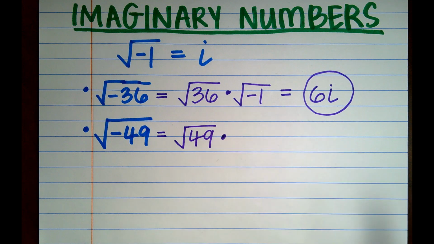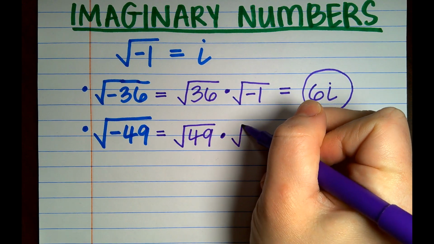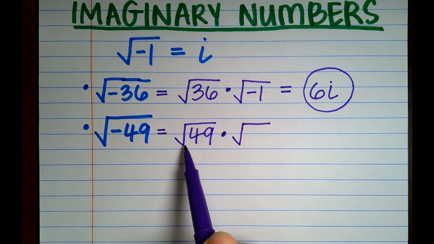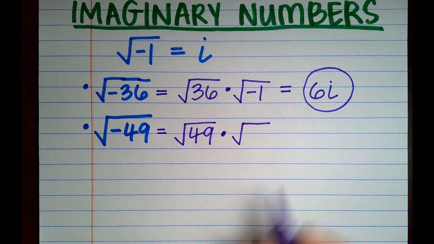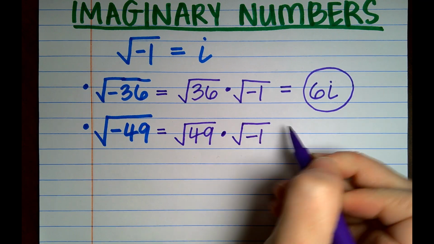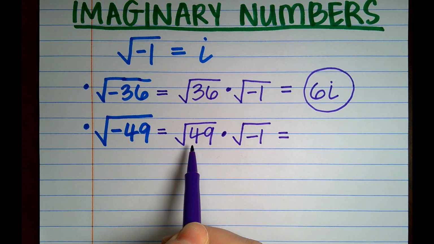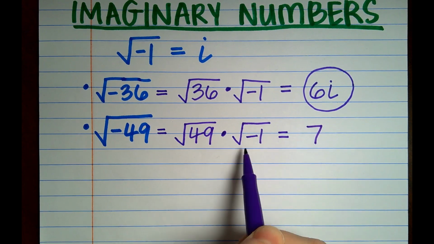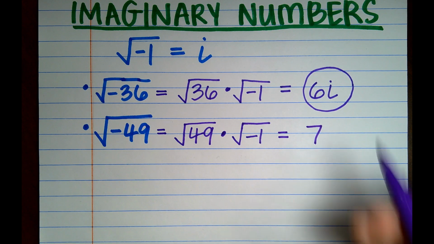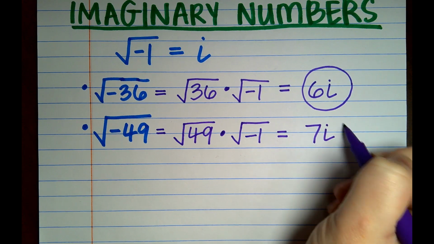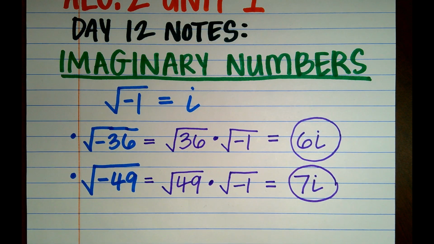So this second step, eventually you will be able to just skip it. I'm showing it to you for the theory of it and making sure we know what's happening. But we'll say that we have positive 49 under a square root times the square root of negative 1 equals... Well, what's the square root of 49? 7. And what's the square root of negative 1? i. We're just going to call it i. So our answer would be 7i.